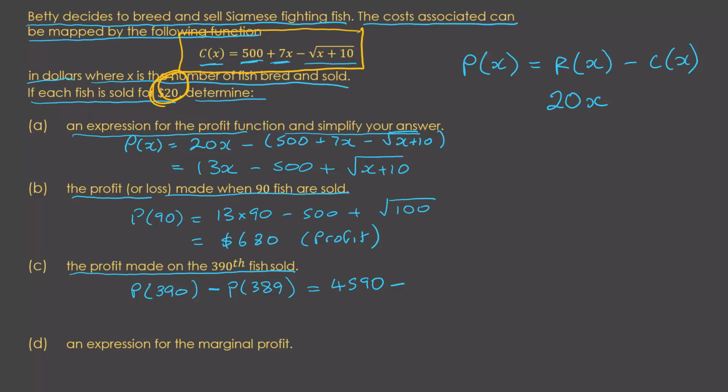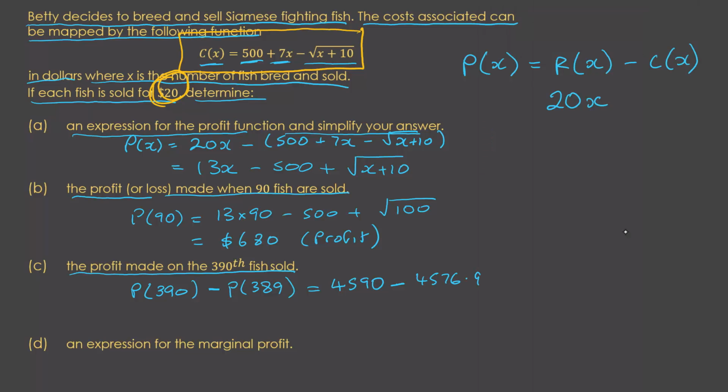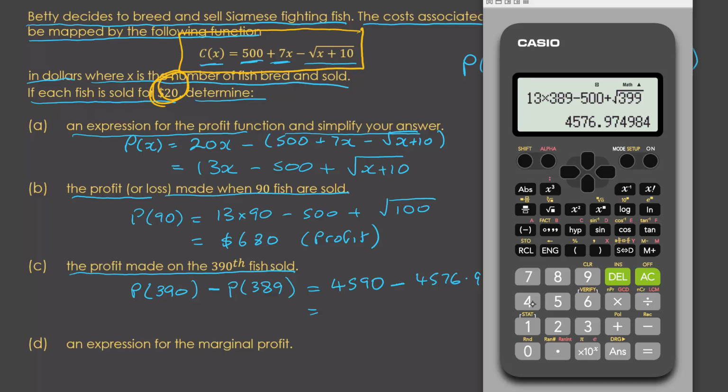Take away, we want the same thing with 389. So we're going to have 13 times 389, take away 500, and add the square root of 399. And that's 4576.97. And so our profit is going to be 4590, take away my last answer, which is 13.03.